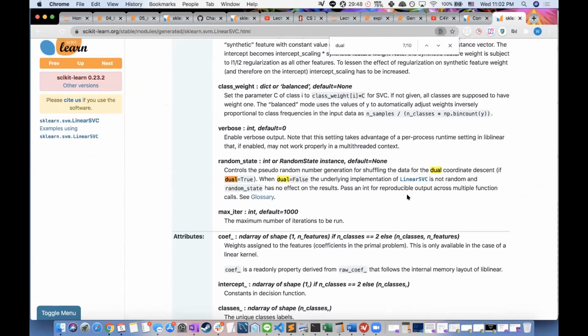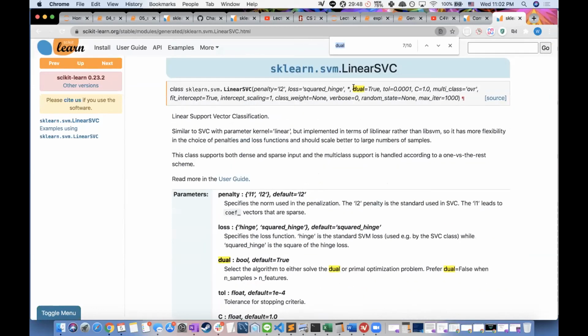Yeah, I was just playing with it to see what happens if you say dual is false, and with dual equals false, if you specify loss as hinge, then it doesn't work. The dual parameter is on the top. Go to the top. The third parameter. The dual is true over there, right? So the default is true, right? So yeah, right here. The default is true.